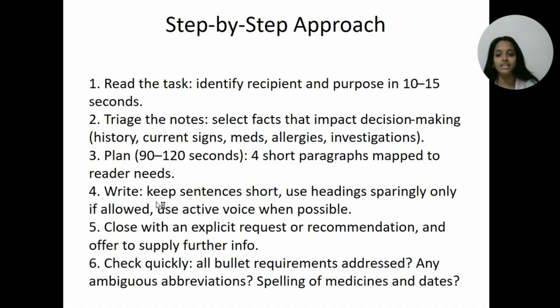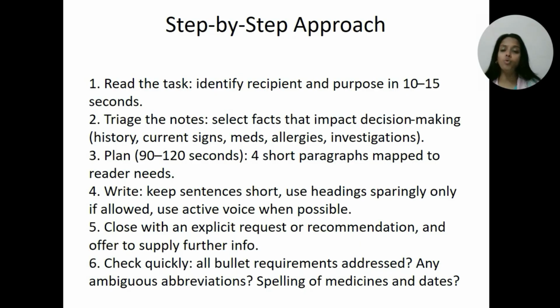Remember that. And write. Keep sentences short, use headings sparingly, only if allowed, and use active voice when possible. Try to close with an explicit request or recommendation and offer to supply further information, whatever information is required. And check quickly whether you have addressed all the bullet points, whether there are any ambiguous abbreviations, and the spelling of the medicines, dates, and dosages.